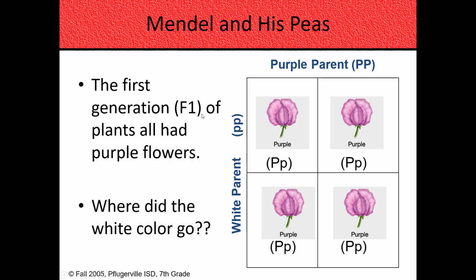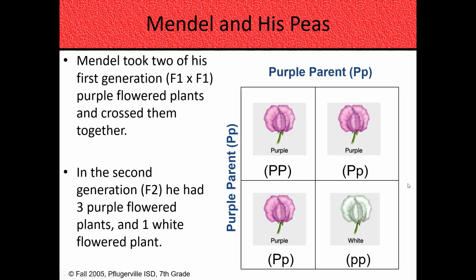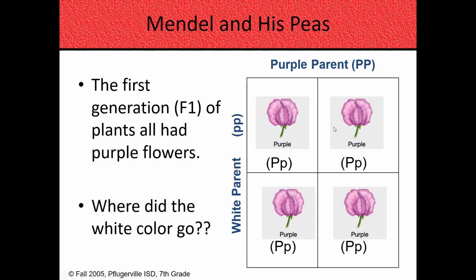Okay? The first generation of purple crossed with white had only purple. There were never any white. So then the question is, where did the white color go? So why is there no white here? Why is it just purple? What happened? So then the next step was to take two of his first generation. So he took the two of these, let me go back a slide. He took like this one and crossed them together.